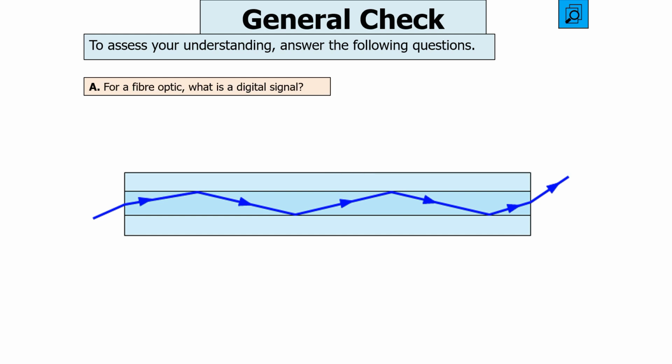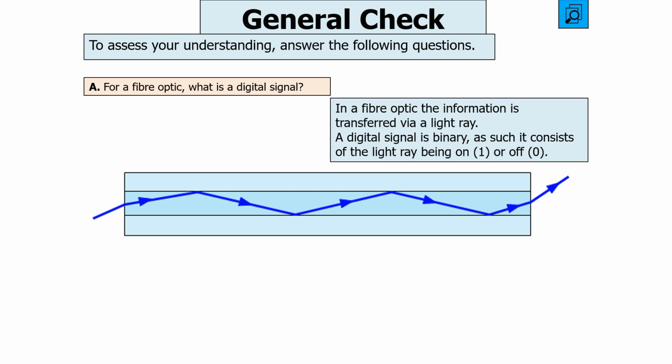For a fibre optic, what is a digital signal? So pause the video now, then unpause the video when you want to go through your answer. In a fibre optic, the information is transferred via a light ray. So a digital signal is binary, so it consists of the light ray being on or being off.